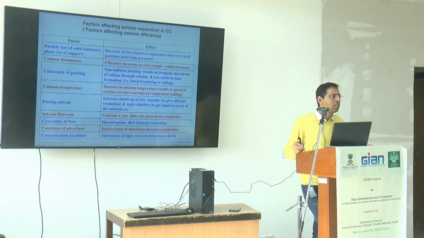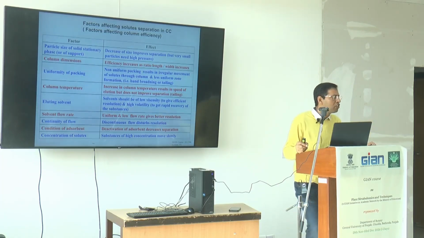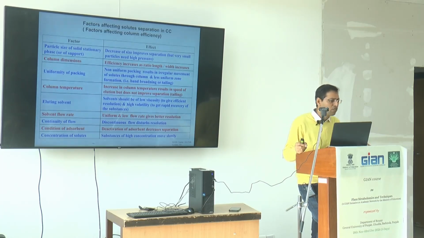Column temperature is another point. If you are increasing the temperature in the column, diffusion comes into the picture, and finally you have to take care of uniform temperature for uniform running. Then eluting solvents, solvent flow rate, continuity of the flow, condition of the adsorbent, and the concentration of the solutes. These are other factors which also play a critical role in the separation of the different components.